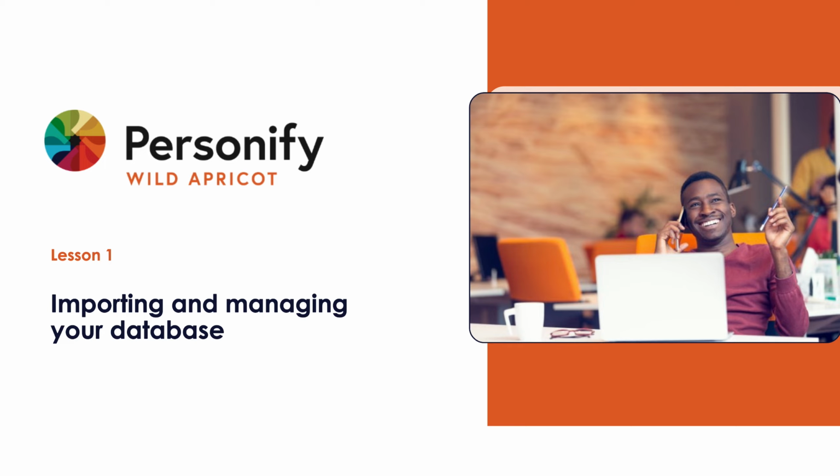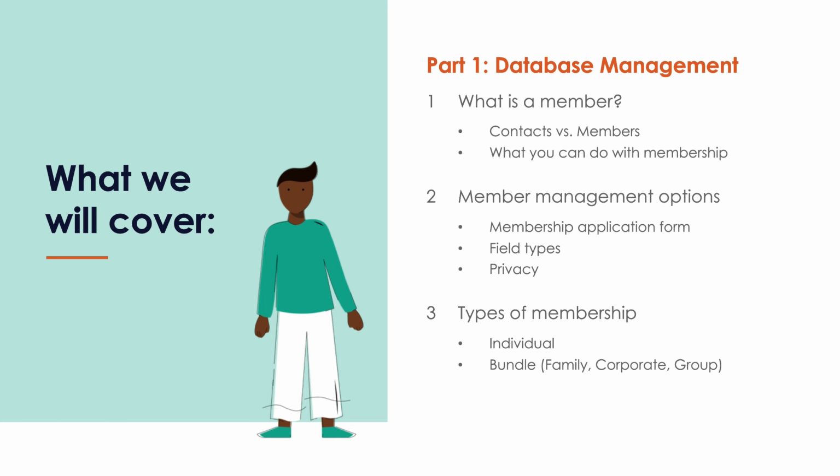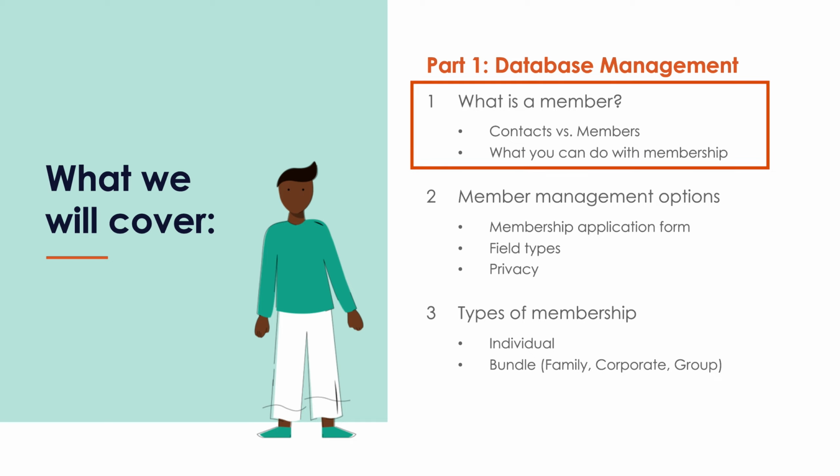In lesson number 1, we're going to be talking all about importing and managing your database. And what that means is really taking Wild Apricot and preparing it to house all the information that you have for those contacts and members that are already in your organization. So to give you an idea of the agenda for today's lesson, we're going to be talking about what Wild Apricot considers a contact and a member.